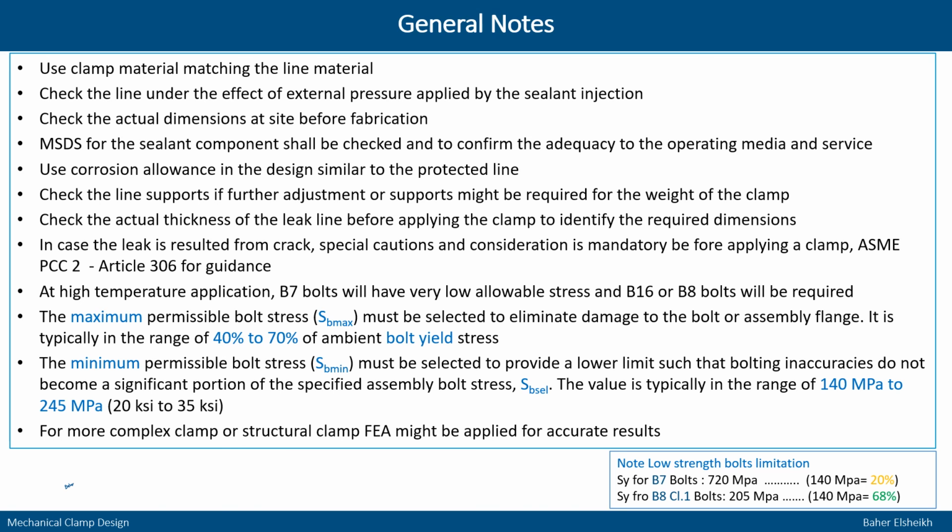At high temperature applications, make sure that you have selected the proper bolt material. The normal B7 bolts have very low allowable stress at high temperature. You might need to apply B16 or B8 bolts. And from ASME PCC-1, while applying the target bolt stress for the tightening of the clamp, you need to consider the requirements and recommendations in PCC-1, as mentioned in these two points for the lower and maximum limits. Sometimes for a more complex clamp or structural clamp, you might need to have a finite element analysis applied.